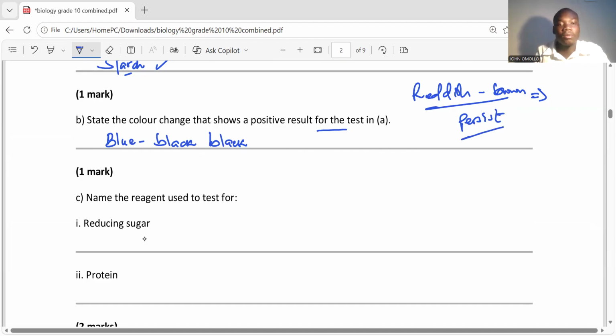Name the reagent used to test for reducing sugar. That is Benedict's solution.